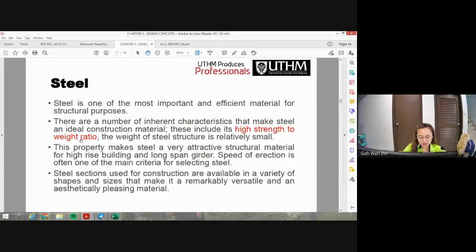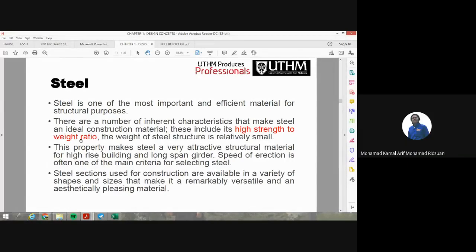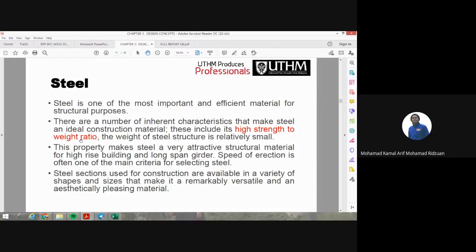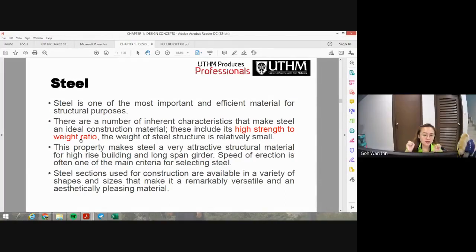Do you know this high strength to weight ratio? Let's say I am 50 kg and I can hold 100 kg of load, but another girl is 40 kg and she is able to hold 200 kg of load. Which one has the higher strength to weight ratio? The next girl, right? Because she has the smaller weight, but the strength is higher.